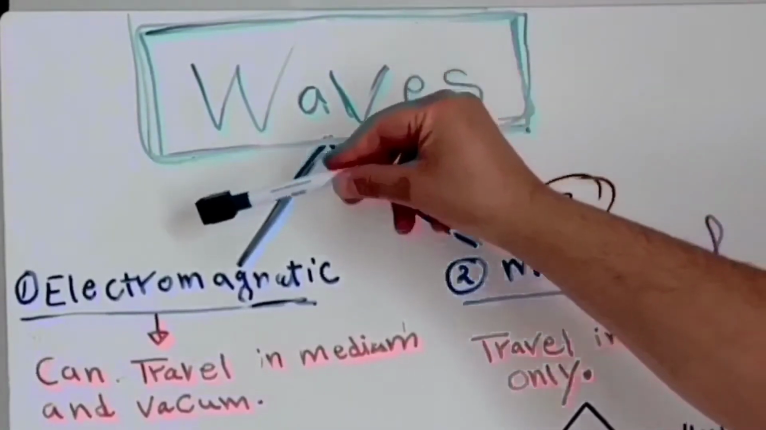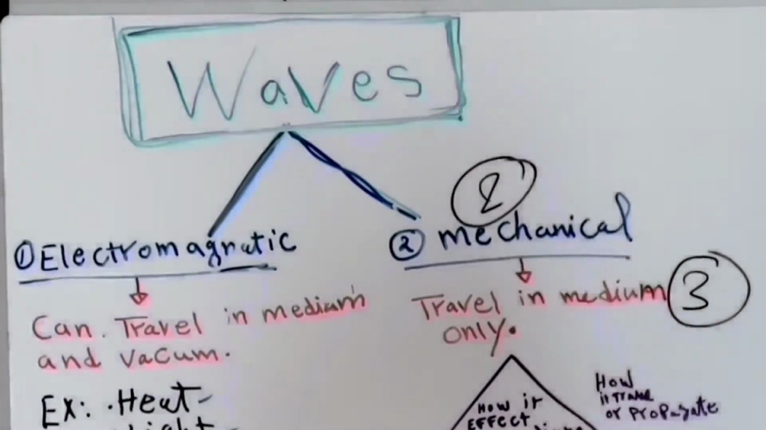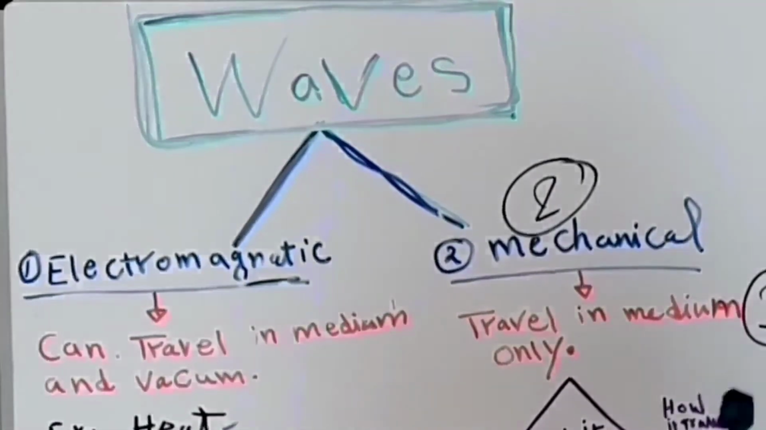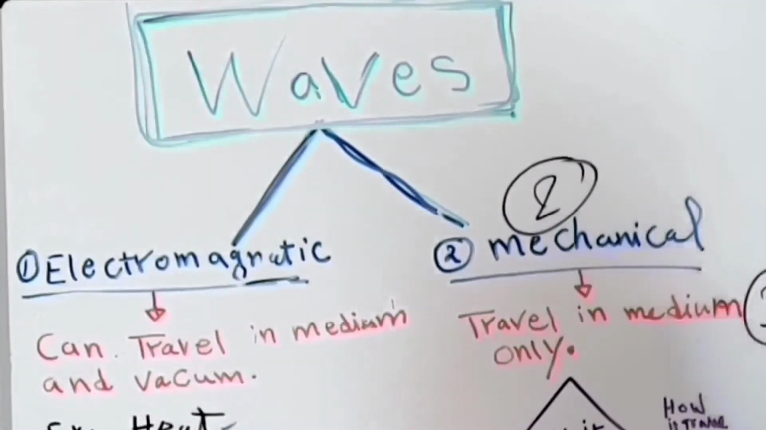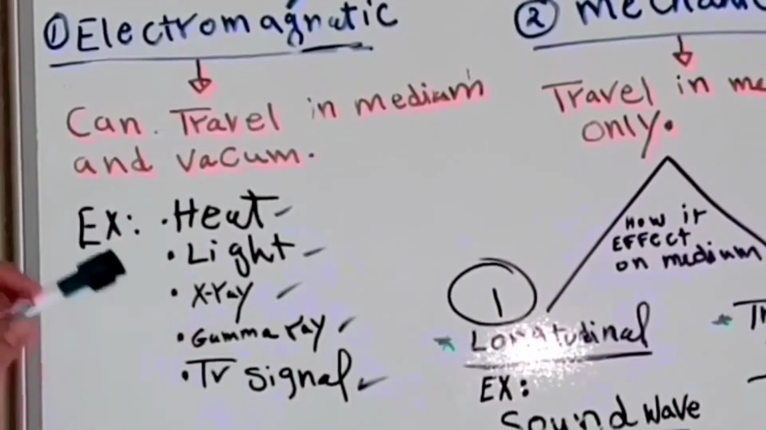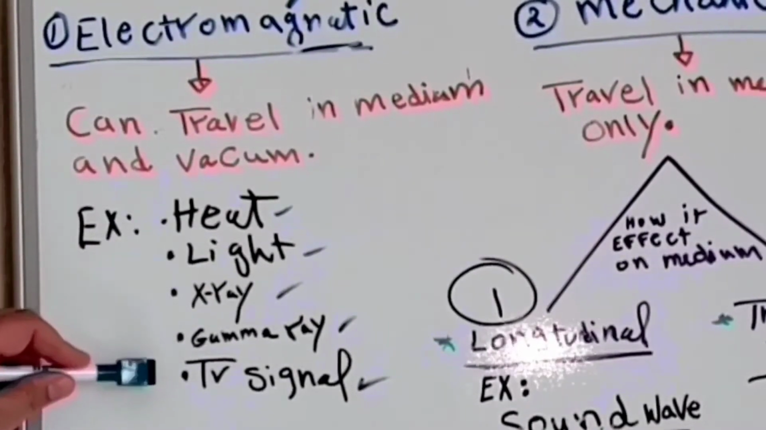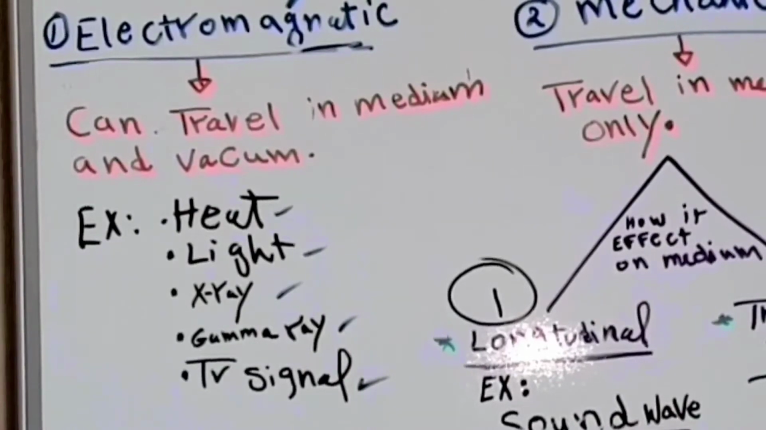Waves divide into two types, the electromagnetic waves and the mechanical waves. Electromagnetic waves can travel in a medium and in a vacuum. Mechanical waves travel only in a medium. Examples of electromagnetic waves are heat, light, X-ray, gamma ray, and TV signals.